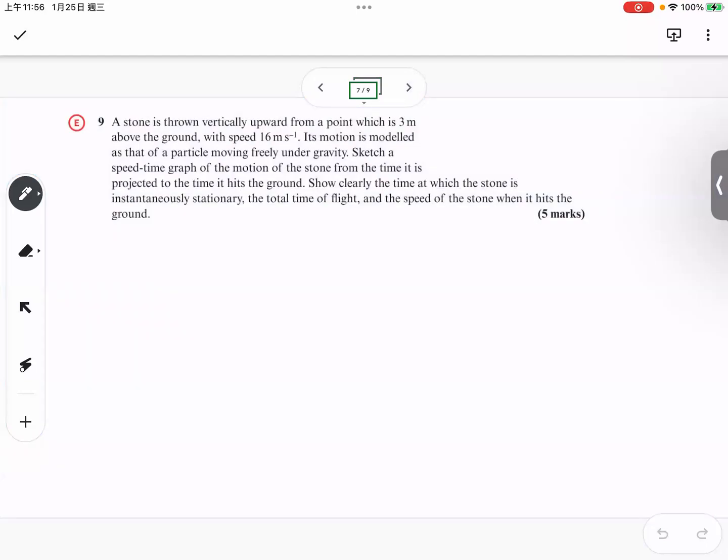Question 9. A stone is projected vertically upward from a point which is 3 meters above the ground, with speed 16 meters per second. Its motion is modeled as that of a particle moving freely under gravity. Sketch a speed-time graph. This time, I want a speed-time graph of the motion of the stone from the time it is projected to the time it hits the ground. Show clearly the time at which the stone is instantaneously stationary. That means the maximum point. The total time of flight and also the speed of the stone when it hits the ground.